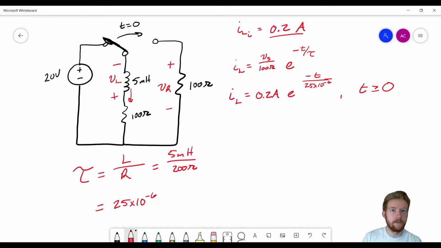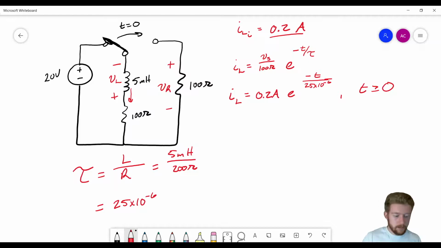Now how can we calculate the voltage for that inductor? Well, there's a couple of different ways, and personally, I really don't want to have to think about it too much. So instead, I'm going to go a little bit longer of a route, but I think it might be a little bit simpler to understand.